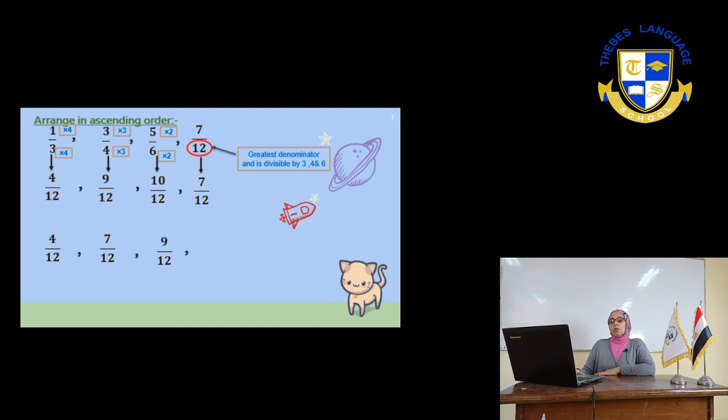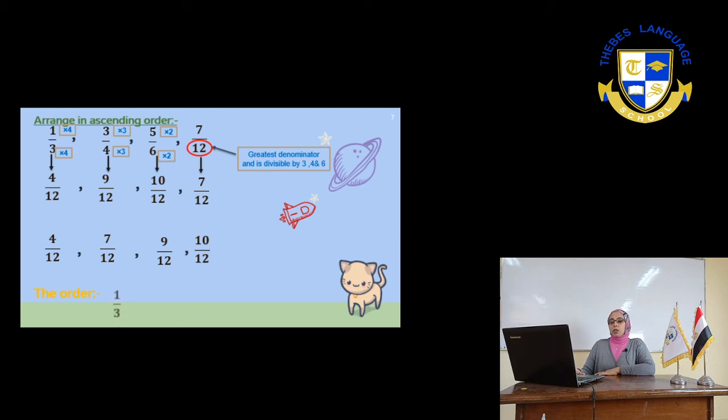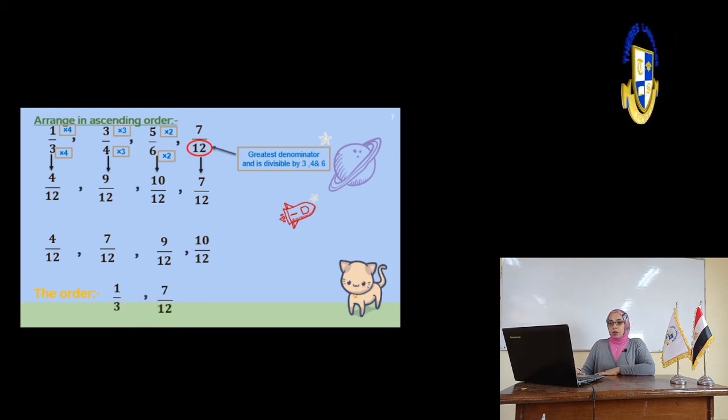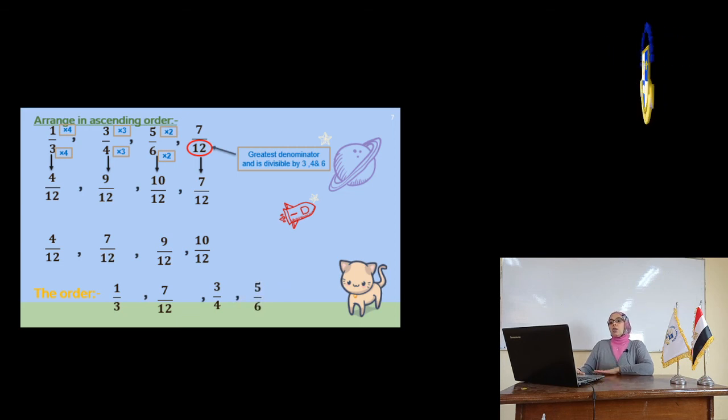We said before that we write them in the original form. 4 over 12 was 1 third, and 7 over 12, it was 7 over 12. 9 over 12 was 3/4. 10 over 12 was 5 over 6. This is the ascending order of this group of fractions.